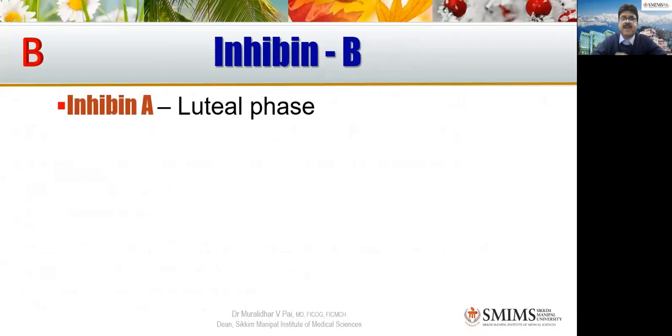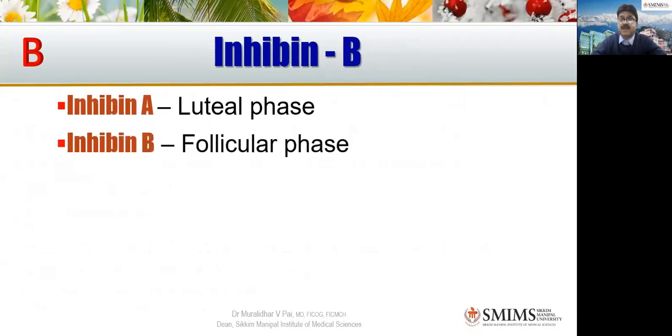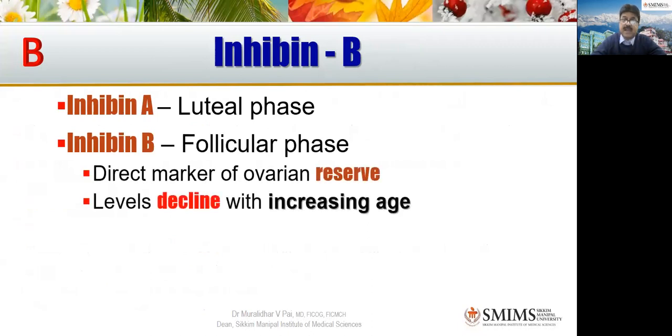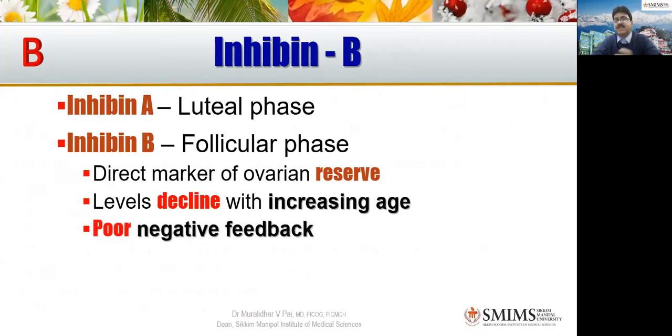Inhibin B, as I said, inhibin A is in the luteal phase, B is in the follicular phase, so it's a direct marker of ovarian reserve. You can say levels decline with increasing age and poor negative feedback. It gives a negative feedback like estrogen, but it is not as good as estrogen to give a negative feedback. So FSH levels increase when there is a low level of inhibin.